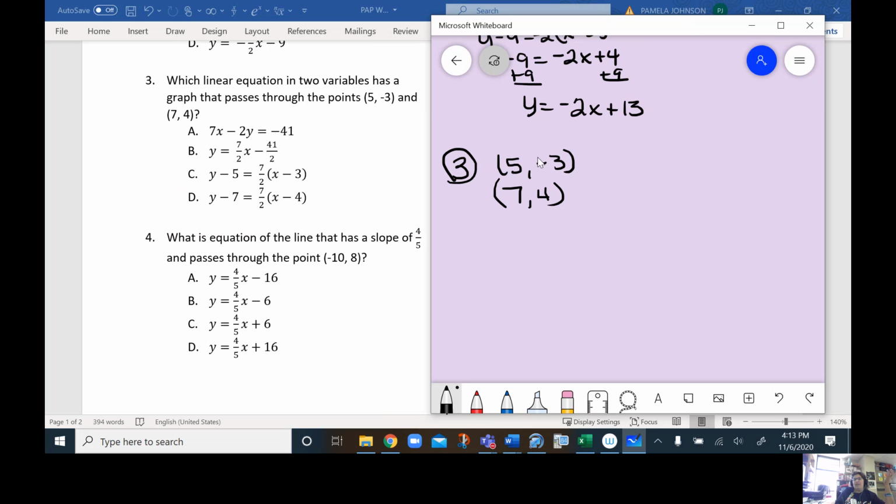(5, -3) and (7, 4). Again, we need to find that slope. So I'm making myself a little table. We went up 7 on our y. For our x, we went up 2. So our slope is 7 over 2.